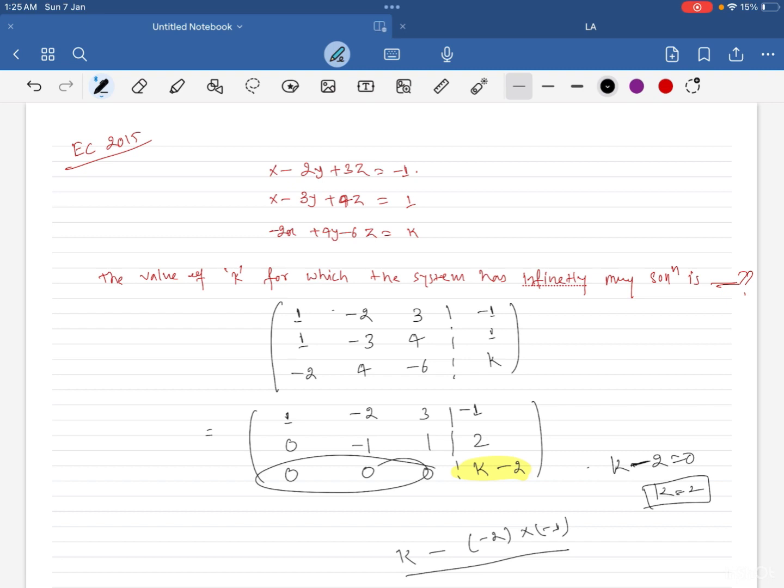And if it is true, then you can pick any x, because x times 0 plus y times 0 plus z times 0 is equal to 0. So you can pick x, y, z, anything that will satisfy this condition, right? So for k equal to 2, the system of equations has infinitely many solutions.